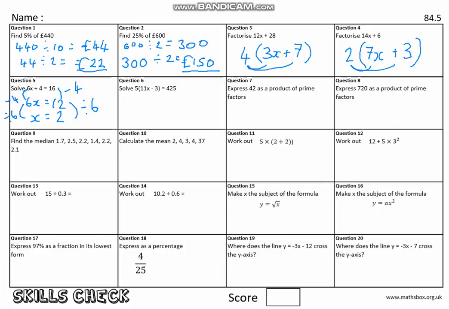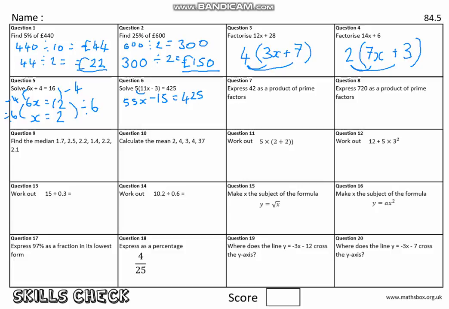Now the next one's a little bit more difficult because it's got some brackets in there, okay? So let's get rid of those brackets first. So we're going to expand them. So we're going to do 5 times 11x equals 55x, and then 5 times minus 3 is minus 15. And that still equals 425 because all we've done is expand our brackets on the left-hand side.